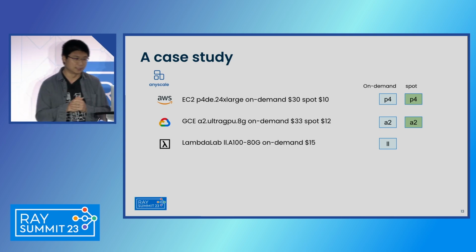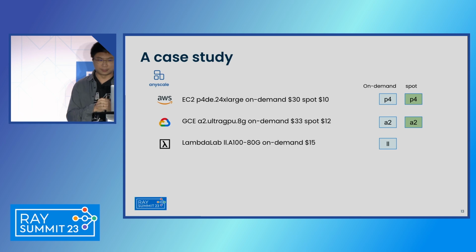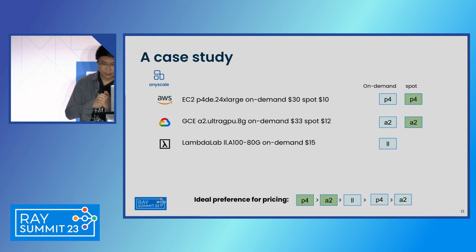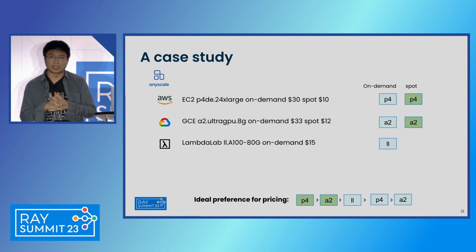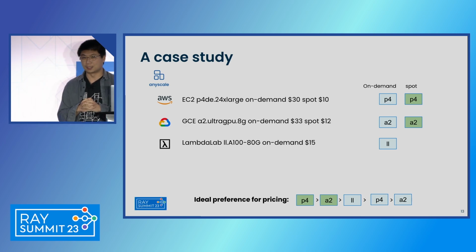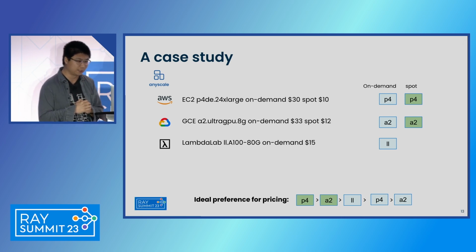And the price here is for example. So Anyscale can just monitor all the prices for all types of instances. And it can also dynamically monitor, for example, when the spot changes price.